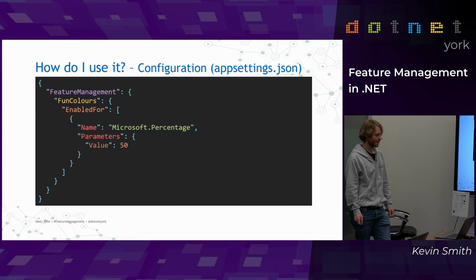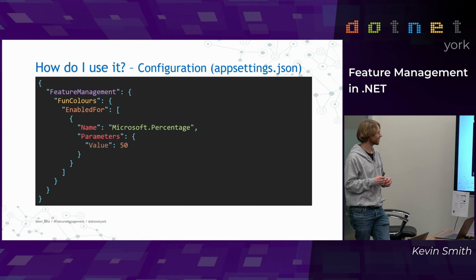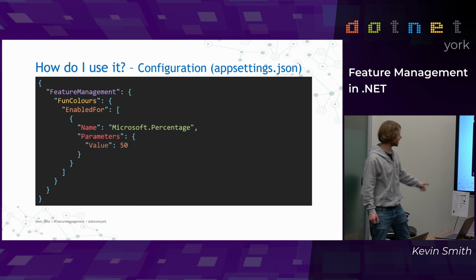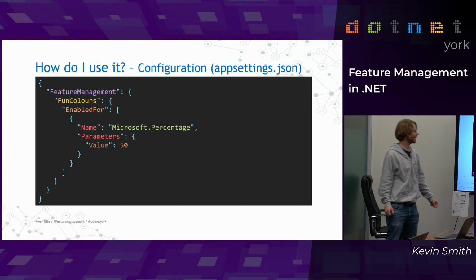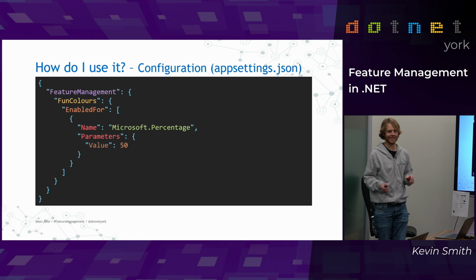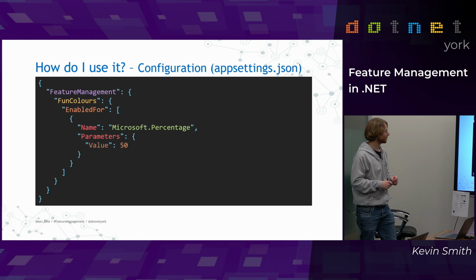So nice and simple. And then for the filter, these are the ones where you have different kinds of behaviors based on different metrics and things. So this uses the Microsoft percentage filter, which is built in. We can say we want a 50% selection of whether this is enabled or not, and we want to enable it for FunColors. And also this is an array, so you can actually put lots of them in. So you can say, I want a 50% selection between 9 and 5.